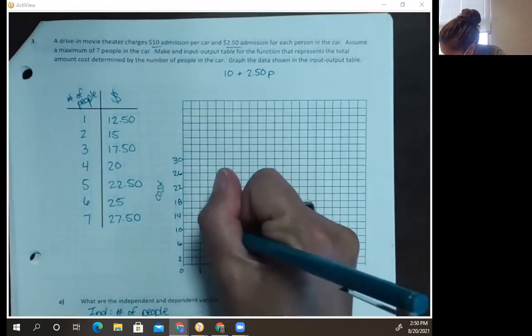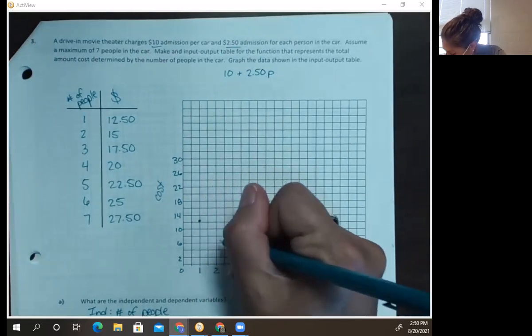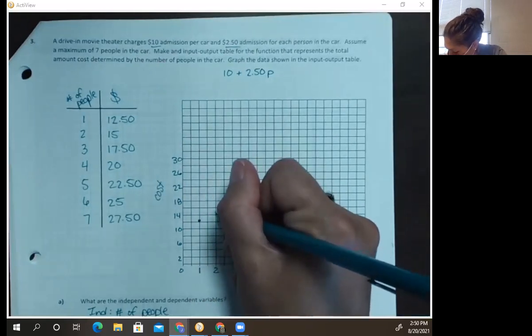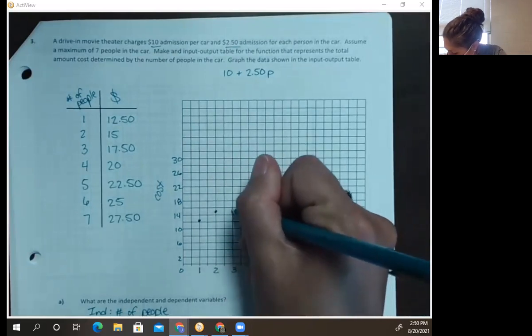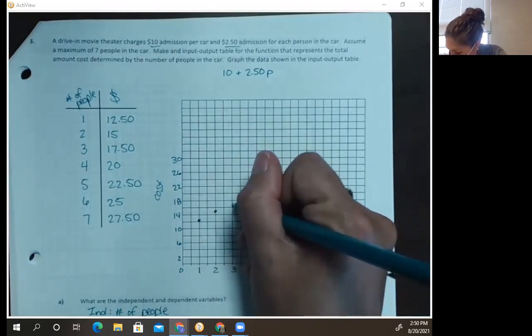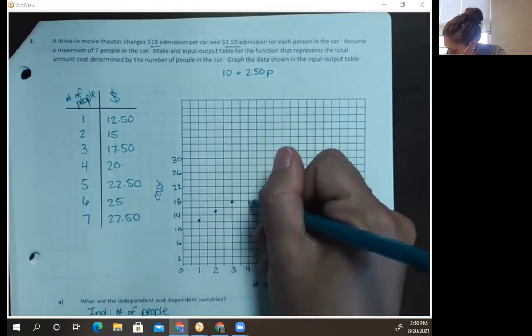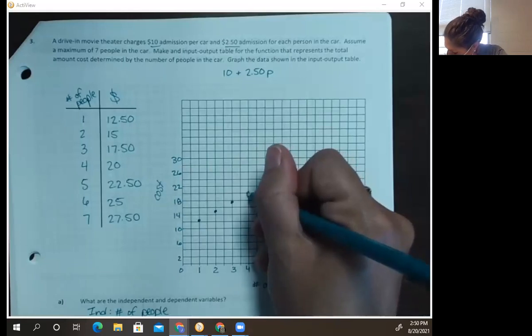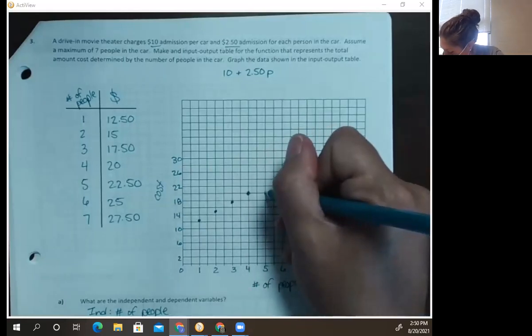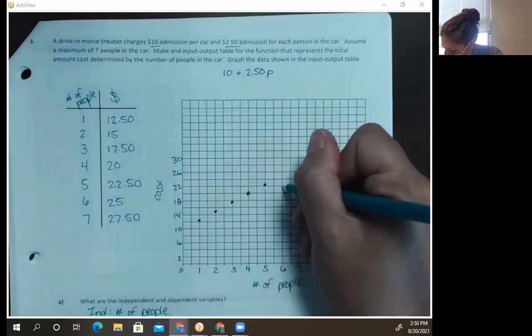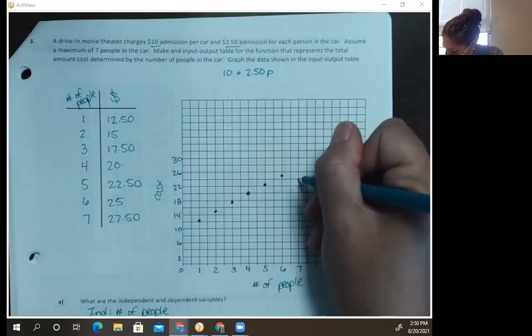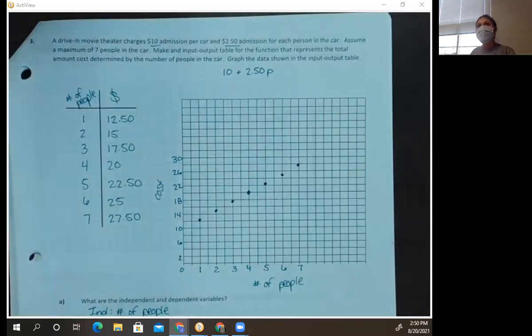So 1, 12.50; 2, 15; 3, 17.50; 4, 20; 5, 22.50; 6, 25; 7, 27.50. There's my data.